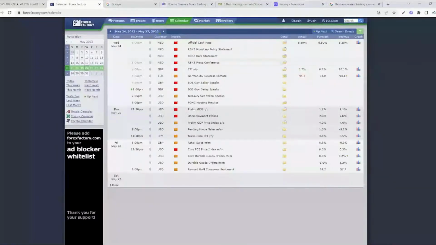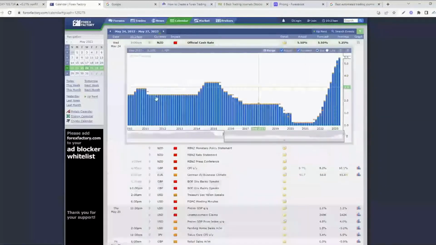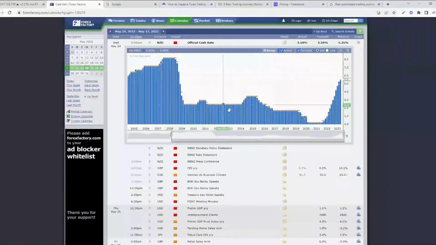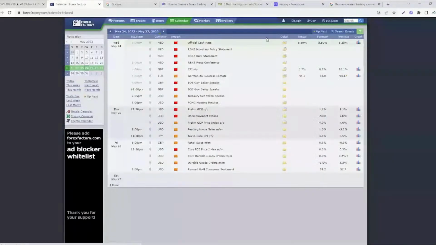The good thing about Forex Factory is not only that you're able to filter through historical and future economic events. You also have the graph icon here. You can click on the graph icon and view it directly on this website. You don't have to go to another website or Google for something else to view how this particular data point has performed over the last few years or months.